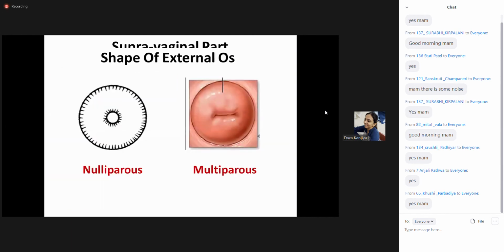It is different in a nulliparous woman and in a multiparous woman. So in the nulliparous woman, the shape of the external os is small and circular, while in a multiparous woman it is transverse slit-like.